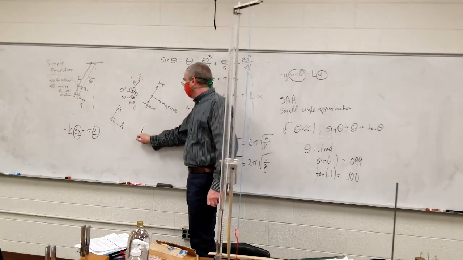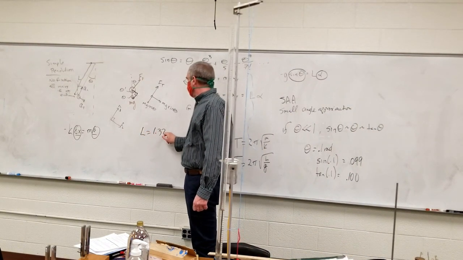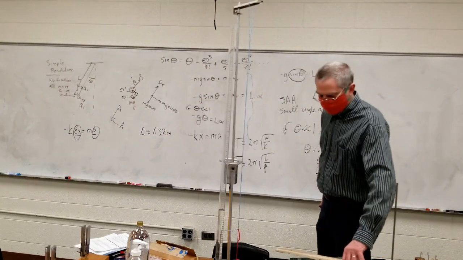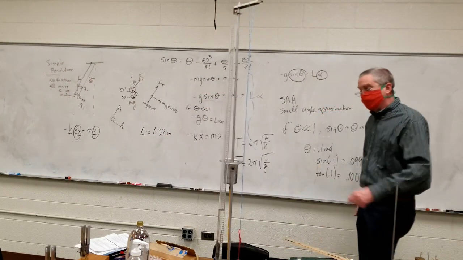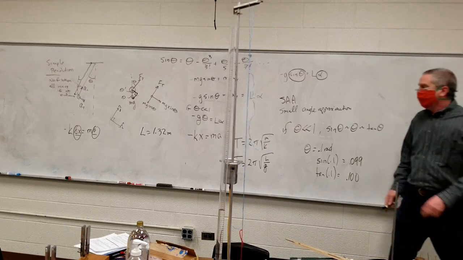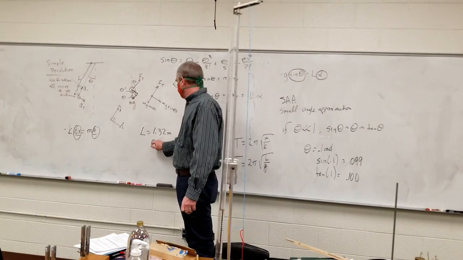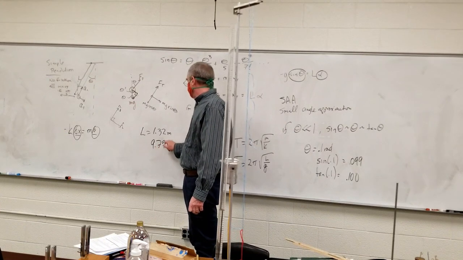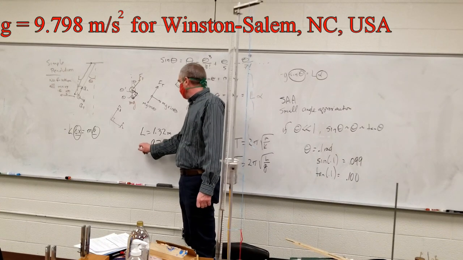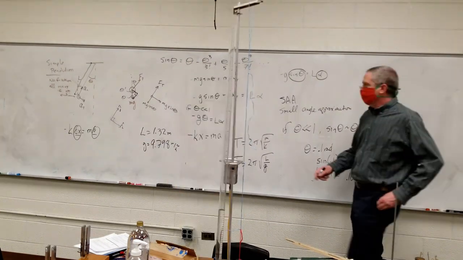So my L is 1.32 meters. Notice that the mass of the object does not come into play here. G, 9.8, or no, we'll do an actual experiment. So 9.798 meters per second squared is g. And so, period.